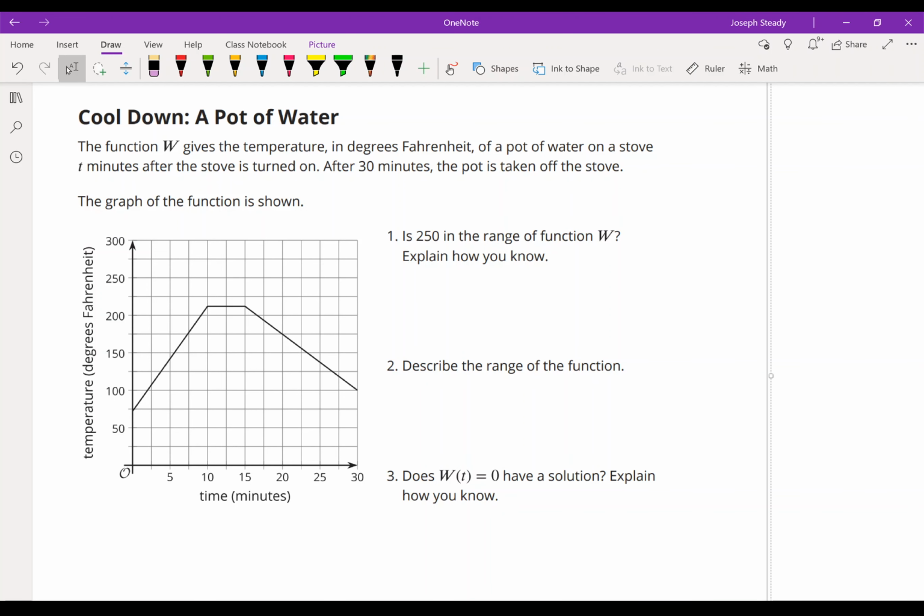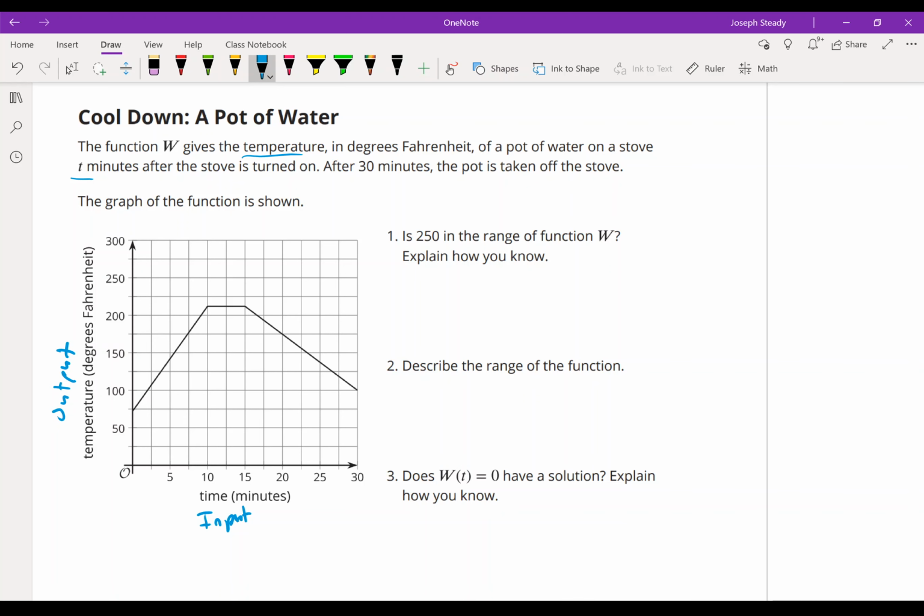In the Lesson 11 cooldown, we're looking at a pot of water, and we're given a function w that tells us the temperature as a function of time. So in other words, our input is time, which is measured in minutes, and our output is temperature, which is measured in degrees Fahrenheit. So in this problem, we are asked a few different questions about the function.